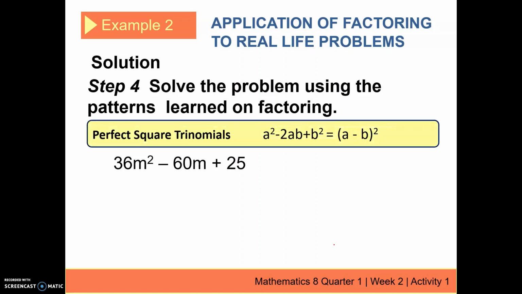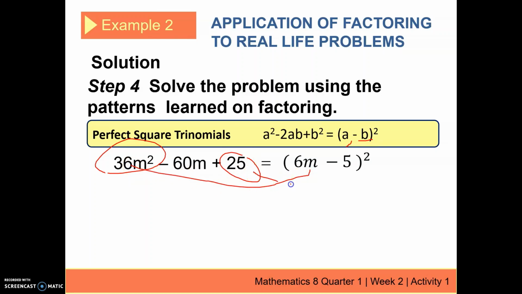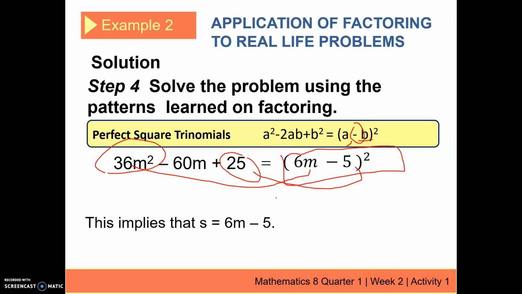minus 60m plus 25 equals, we just have to get our a, which is the square root of the first term, minus b, the square root of the last term, which is 25. The square root of 36m squared equals 6m, and the square root of 25 is 5. Following the sign, minus, and raising the binomial to the power of 2, we get the complete factored form: 6m minus 5 raised to the power of 2. This implies that the side is equal to 6m minus 5. Can you follow?